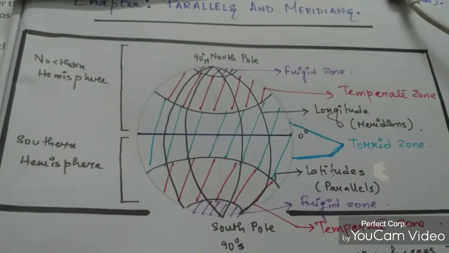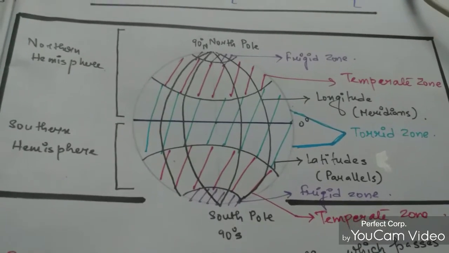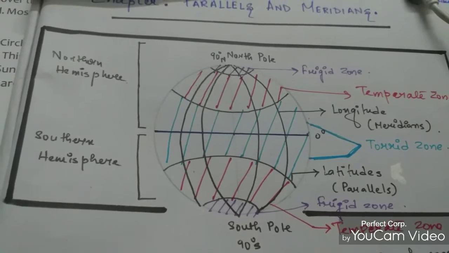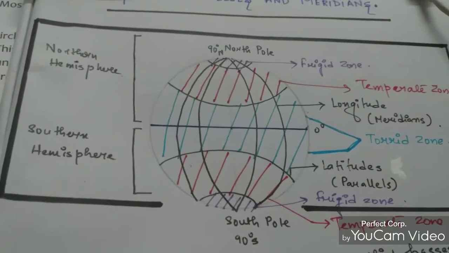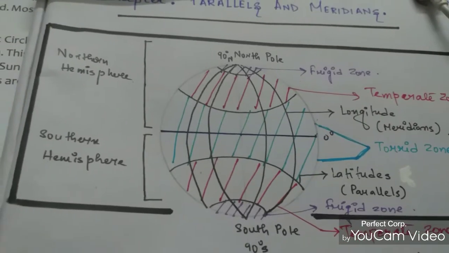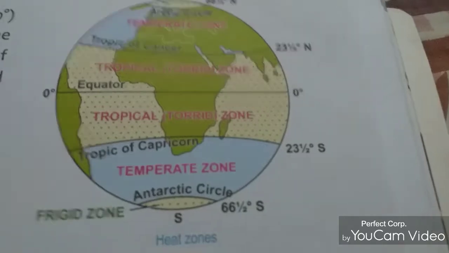Meridians and parallels are drawn at an interval of 1 degree. The meridian of 180 degree east and 180 degree west form the same line known as the International Date Line, and the largest parallel is the equator, which is known as the Great Circle. Now let's start with the different climatic zones.